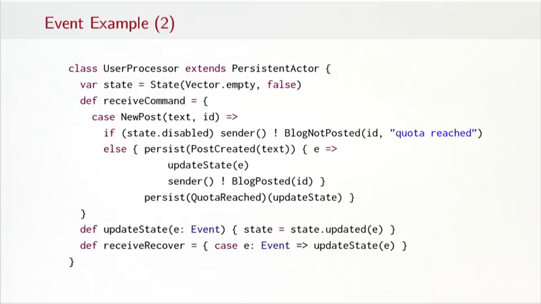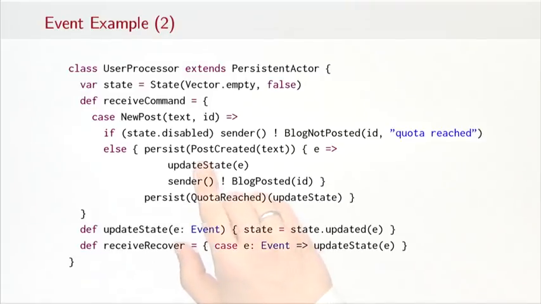The crucial piece that defines the stateful behavior of this actor is kept in a single variable called state. It starts out with a state that has no blog posts in it and is not in the disabled state. When this actor receives a request to create a new post, this will contain a text and this correlation ID, and in this case the actor checks. If posting has been disabled in the state, then the reply is pretty clear. We send a blog not posted for this ID with a quota reached explanation in it. The other case is the more interesting one. We want to create a blog post and we must take note of it.